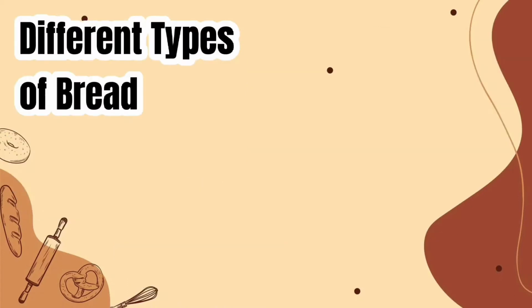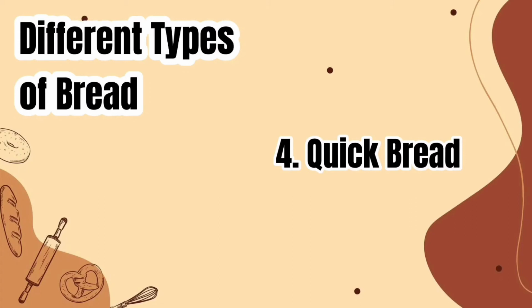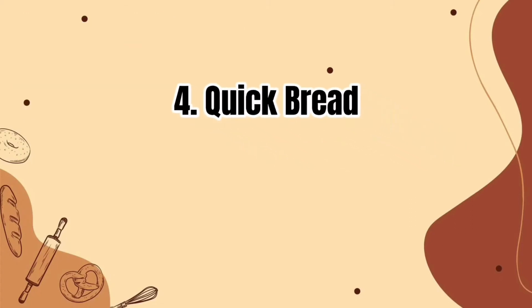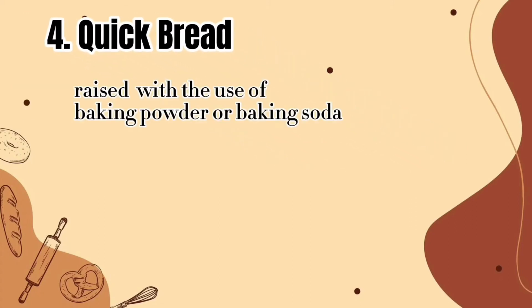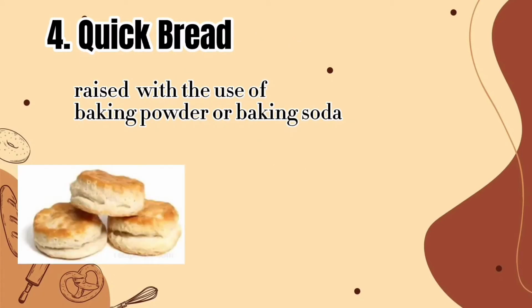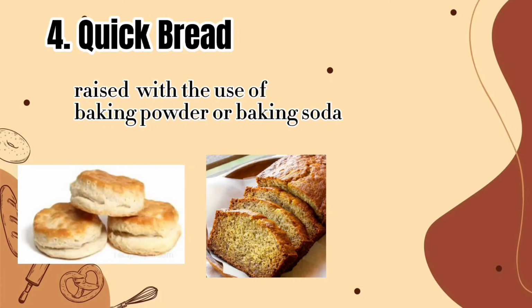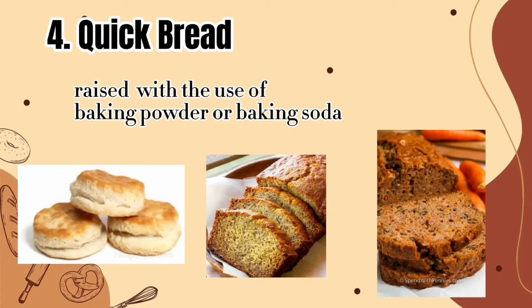The fourth type of bread is the quick bread. This bread is raised by the chemical action of baking powder or baking soda, like biscuits, banana bread, and carrot bread, and is generally more tender and crumbly than yeast bread. It is used for sweeter tasting sandwiches and is best for tea sandwiches.